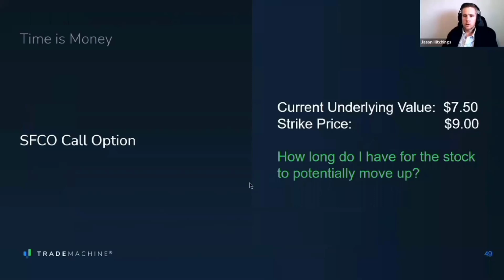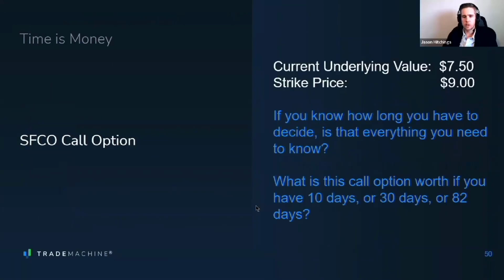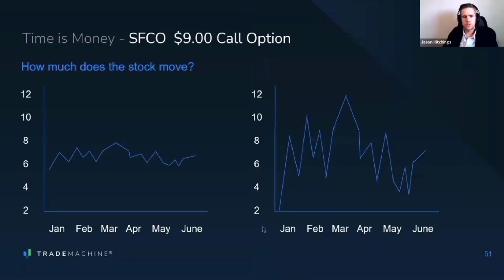Okay, so now we've seen kind of what some different valuations look like. But one question is how long does the stock have to get there? So it might have 10 days or 30 days or 82 days. If you knew that you had 30 days, would you know how much this option is worth? There's still a lot you don't know.